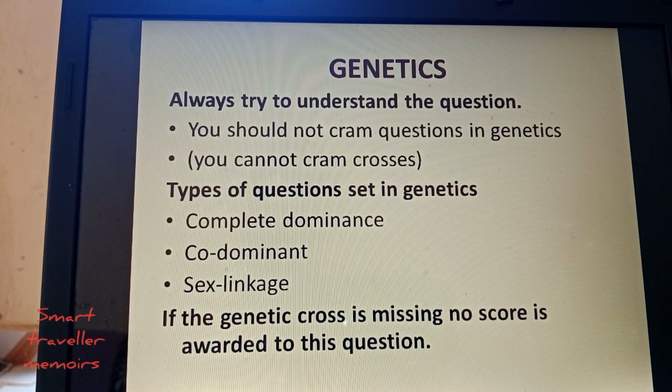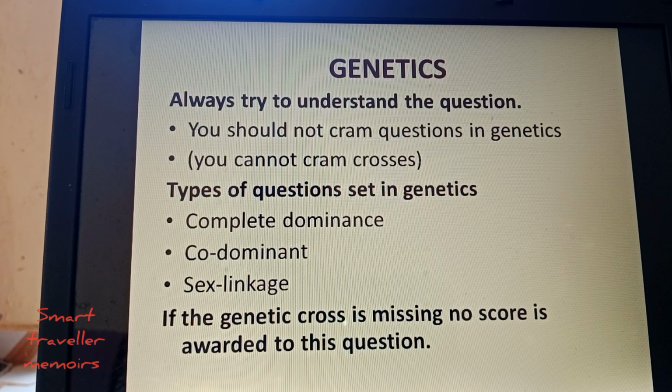Questions on genetics, because we said it is compulsory. Always try to understand the question. You should not cram questions in genetics because you cannot cram crosses. I will show you the examples.